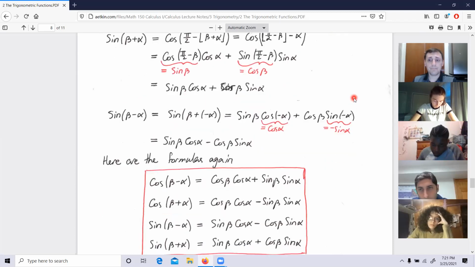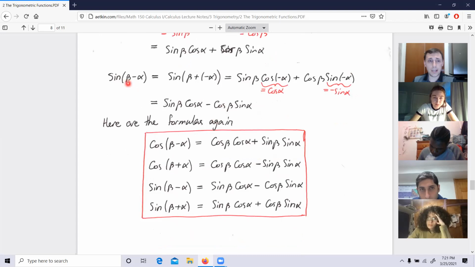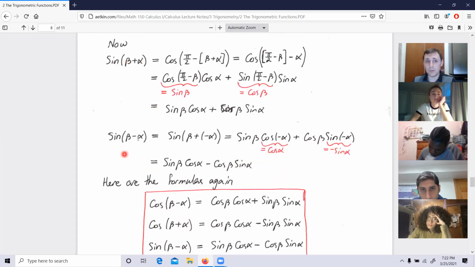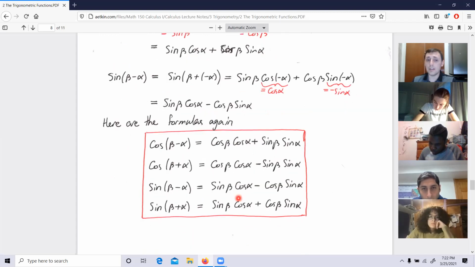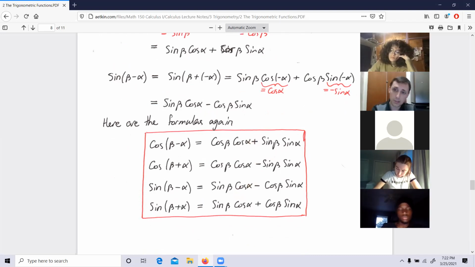And then here I have sine of beta minus alpha. I just simply write it as sine of beta plus minus alpha. Now that I have established this formula, beta minus alpha can be written as beta plus another angle. And what do I get? I get sine beta, cosine minus alpha, plus cosine beta, sine minus alpha. And I just then interpret, this is just simply cosine, this is minus sine, and I get this formula. So here are the four formulas which I do hope you decide to understand, that you can derive them.